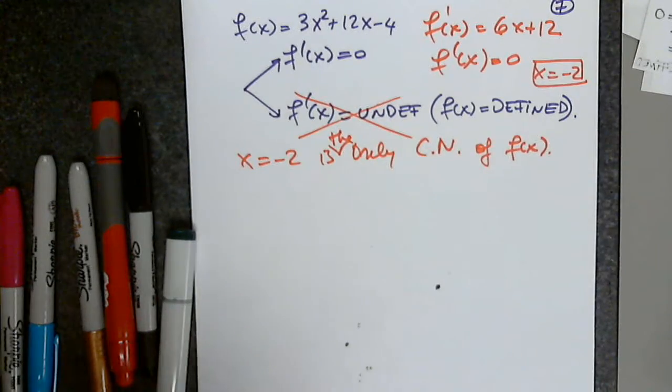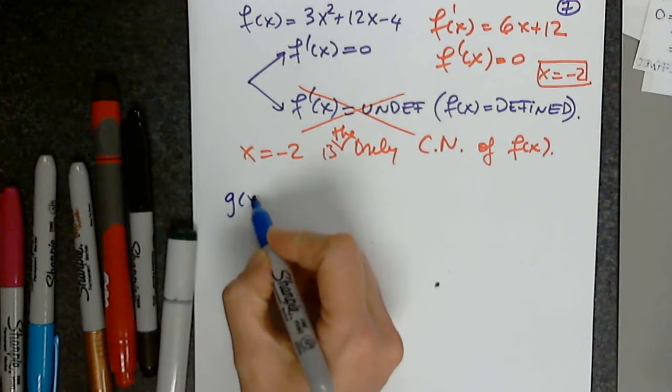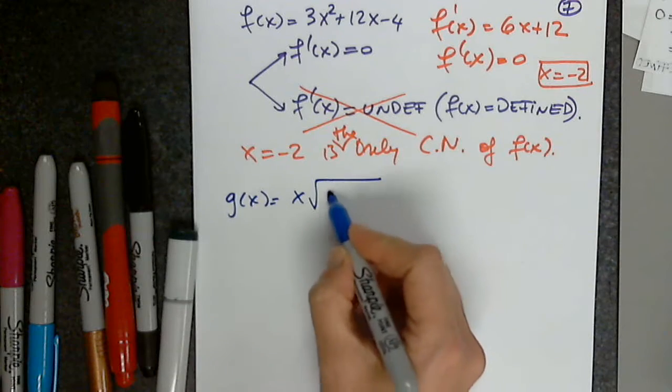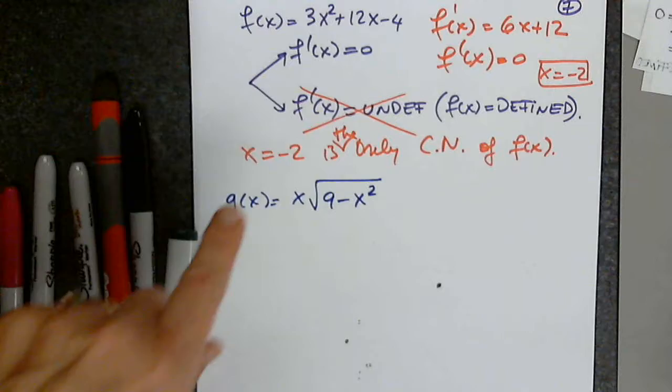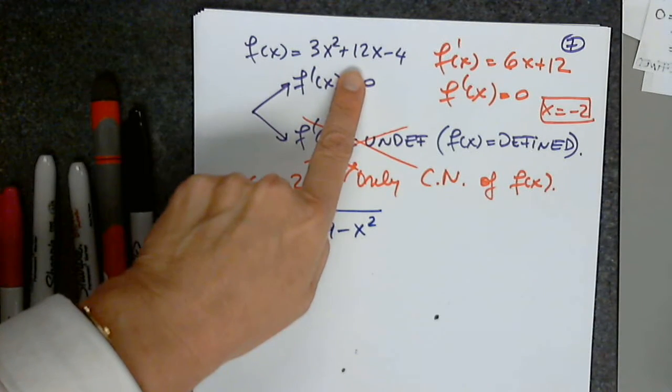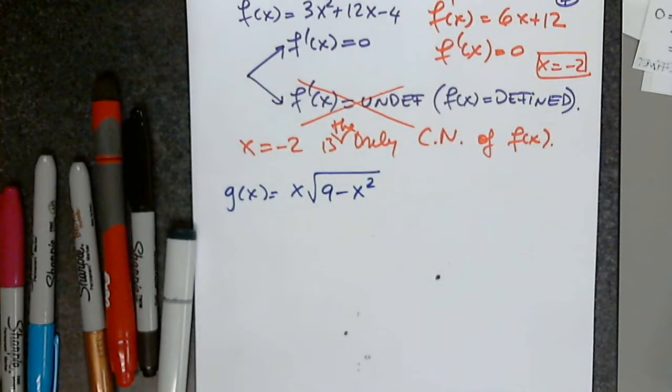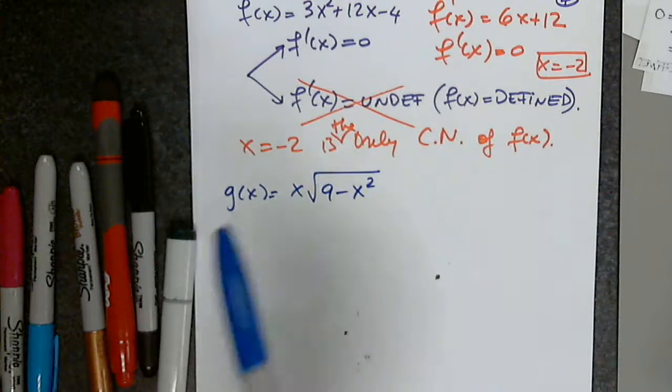Okay, so let's look at g of x, which is x times the square root of 9 minus x squared. I have the same question here. I'm asked to find critical numbers, but I don't have the domain. I have to find the domain of this function first. How come I didn't do it here? What is the domain of any polynomial function? All the numbers. They are not creating any problems. But I have to find the domain of this function.